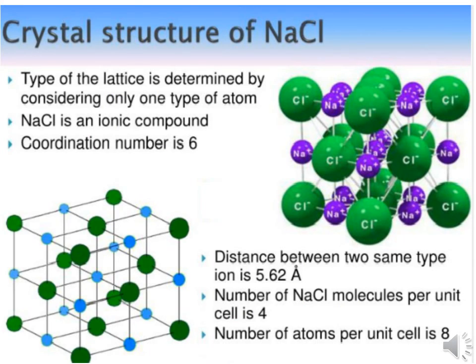Next, discuss the topic crystal structure of the sodium chloride unit cell. Each type of lattice is determined by considering only one type of atom. Sodium chloride is an ionic compound. The coordination number is 6. The figure shows the distance between two same-type ions is 5.62 Angstrom. The number of sodium chloride molecules per unit cell is 4. The number of atoms present per unit cell is 8.